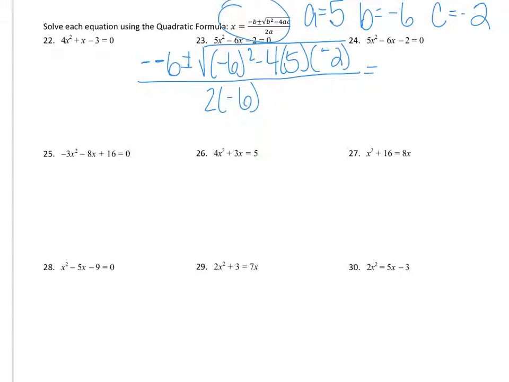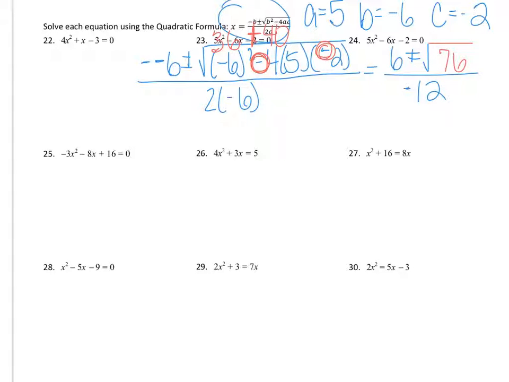So when I simplify this down, the double negatives become positive 6. 2 times negative 6 is negative 12. And then we've got 6 squared is 36. 4 times 5 is 20. Times 2 is 40. And I have that double negative again. So that's going to be plus 40, which gives me radical 76. And the best news about this question is radical 76 is not one that we know a square root of.